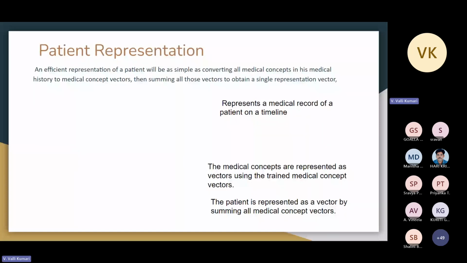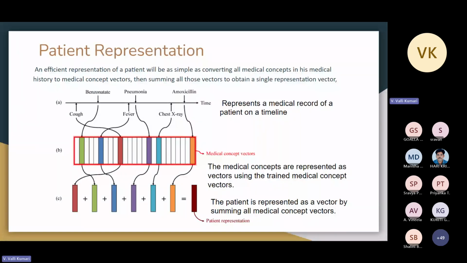So how is a patient record represented? It's like all the medical concepts are summed up. For example, take the first one. It represents the medical record of a patient on a timeline, like the earlier example we have taken, right? And the second diagram is the medical concept vectors: benzonatate vector, cough, fever.